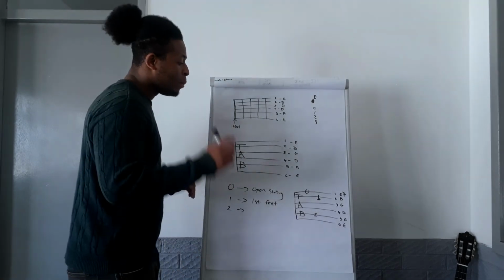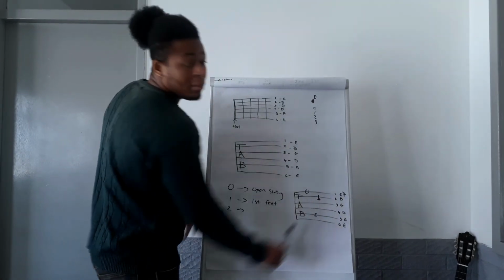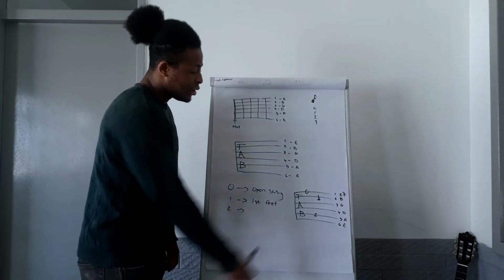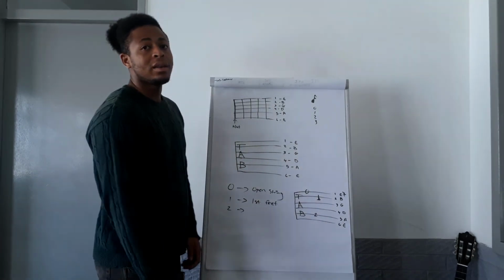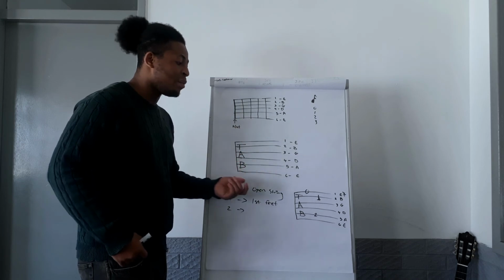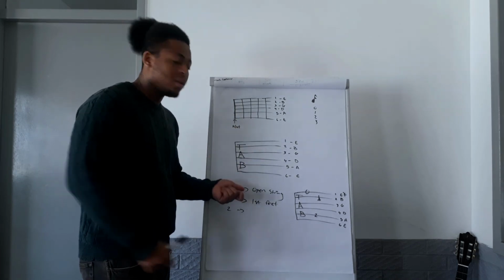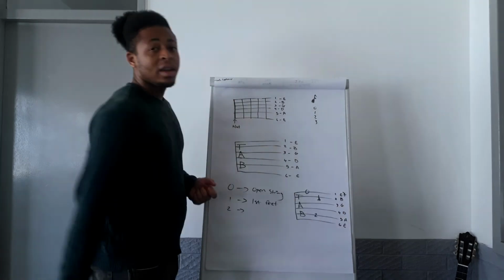But if, for example, on string number 2, on your B string, there's a 1 there, it means you're playing on that string but on your first fret. So one of your fingers is going to be on your first fret. You're basically playing the note on your first fret, on your B string.